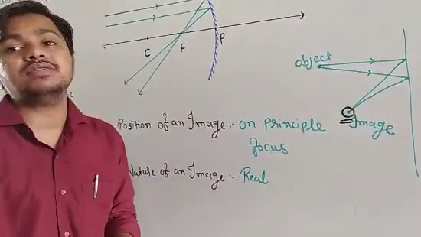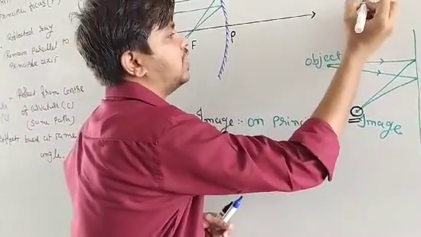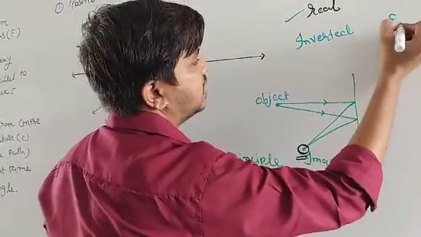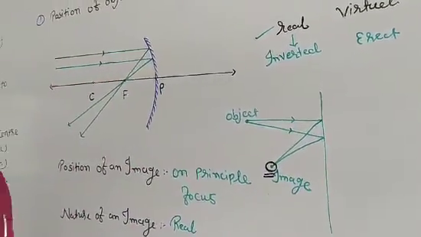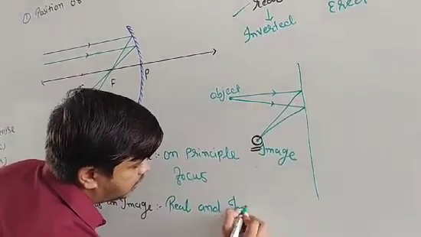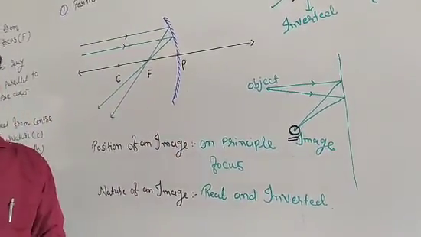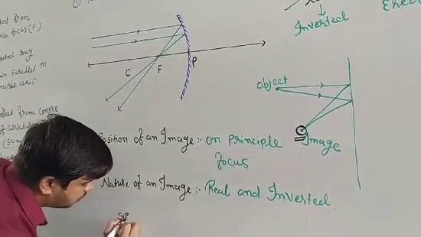Not only that, I have said that if the image is real then it is always inverted and the virtual will always be erect. So if it is real, then it is inverted. So real and inverted. Real and inverted. Now the size of the image.